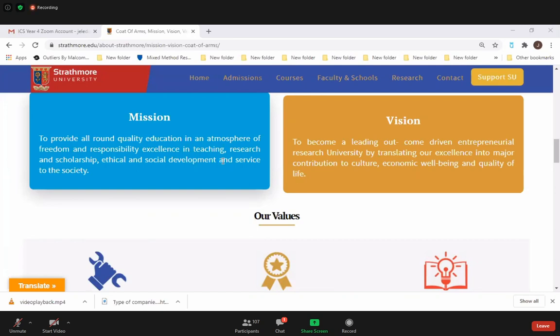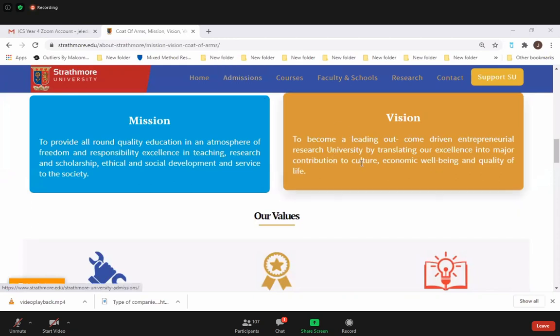And what they would like to be is the vision to become a leading outcome-driven entrepreneurial research university. What is the measure of this becoming a leading outcome-driven research university? By translating that excellence into actual contribution to the society. By promoting culture, economic well-being through the contribution of the university itself and all people who have benefited from the all-round education and their own output contribution to society. And in so doing, they promote also quality of life. So to become, that's the vision.